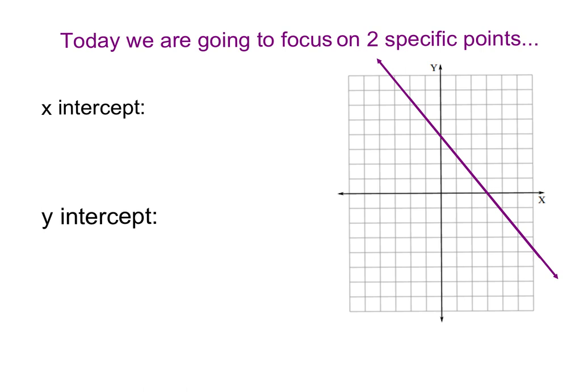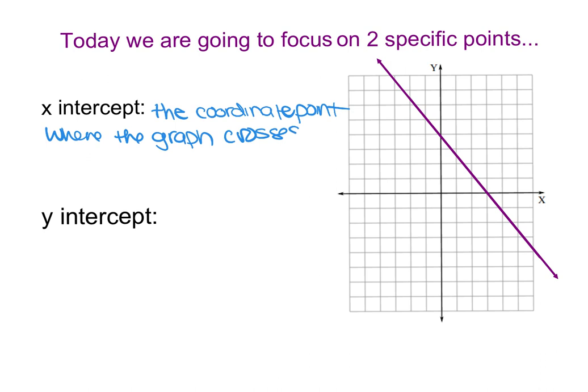By definition, an x-intercept is the coordinate point where the graph crosses the x-axis. We know that the x-axis is the horizontal number line right here. And when we're talking about the x-intercept point, we're talking about a coordinate. So note, this is a coordinate point where we cross the x-axis, which is right here.